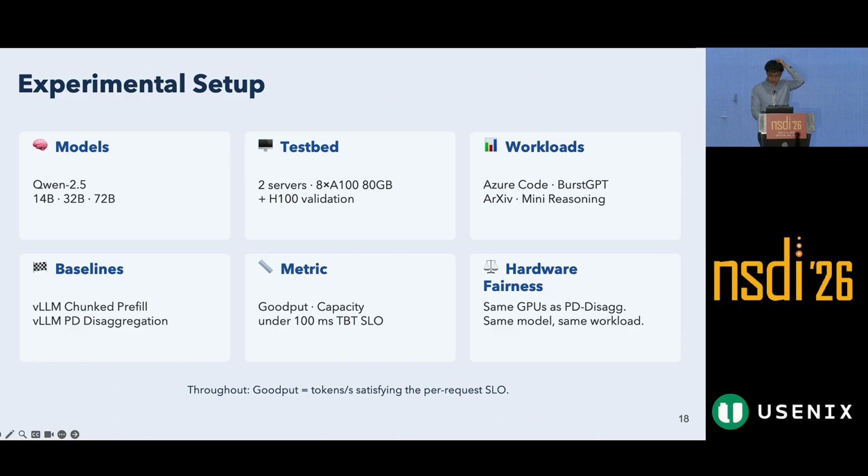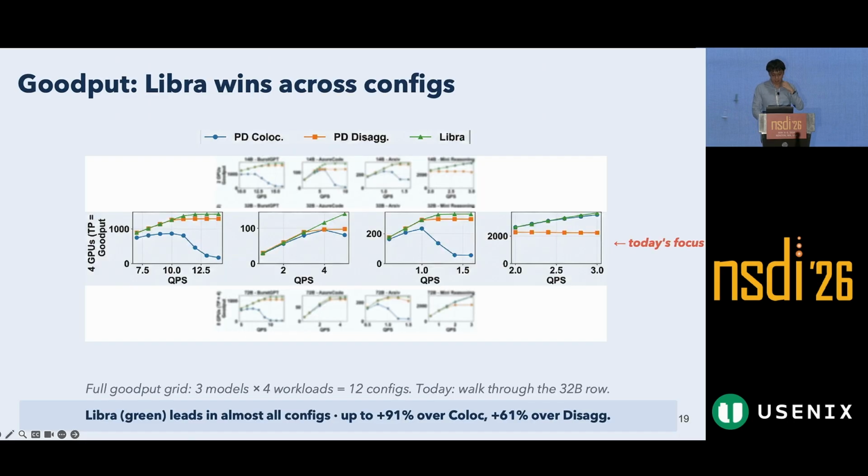Okay, now let's quickly introduce our experimental setup. We use the Qwen family of models, ranging from 14 billion to 72 billion parameters. We run 4 workloads. We evaluate vLLM in 2 modes. One is chunked prefill, the other is PD disaggregation. We measure goodput, serving capacity under SLO constraints. As we can see, Libra wins in almost all configurations. It brings up to 91% over colocation and 61% over PD disaggregation.